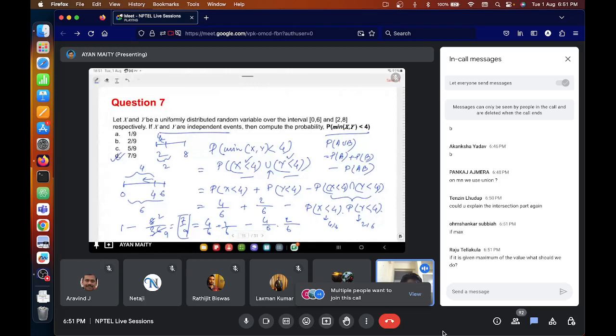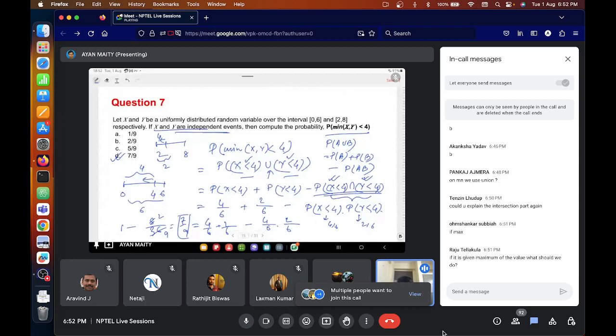Could you please explain the intersection part? So the probability of x less than 4 intersection y less than 4. There are two events, x less than 4 and y less than 4. These two events are independent, because it is already given in this question that x and y are independent random variables.